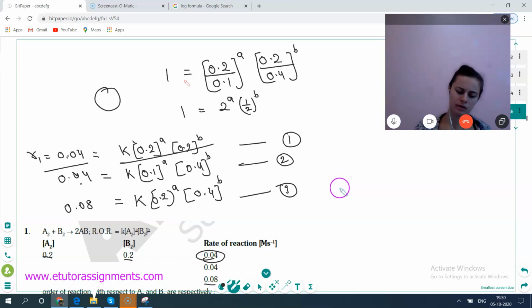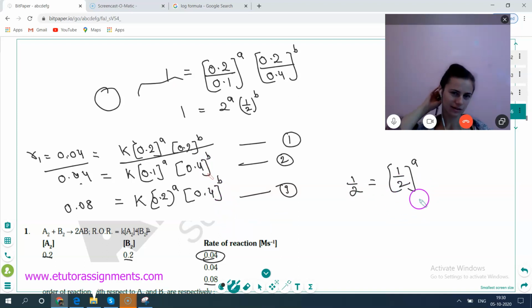It's going to be 1 divided by 2 is equal to 0.1 divided by 0.2 power a. So I will write 1 by 2 power a. So a is equal to 1. B is cancelled, you should tell me that. So A is how much? A is equal to 1. Very nice.